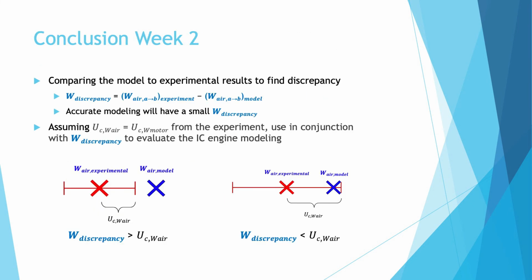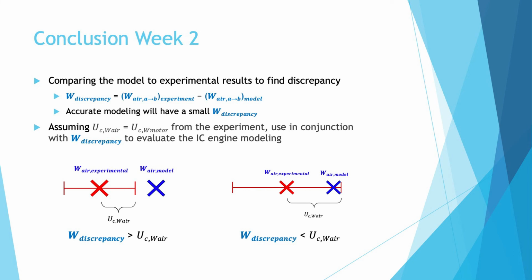Now we can compare the model to the experimental results to find the discrepancy term, where W discrepancy is equal to the work of the air from the experiment minus the work of the air from the model. Accurate modeling will have a small discrepancy. We also assume that the uncertainty from the air is equal to the uncertainty from the motor from the experiment. We can use this in conjunction with W discrepancy to evaluate the IC engine modeling.